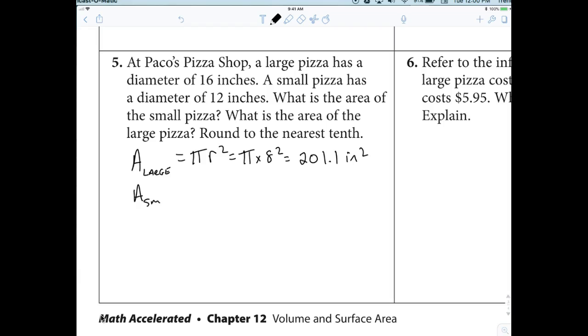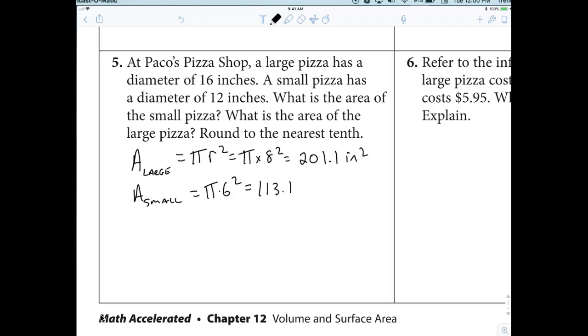Now the area of the small would equal pi times what? Come on, Connor. Pi times 6. That's right. And now tell me what that answer is. 113.1. Is everybody else good with that?